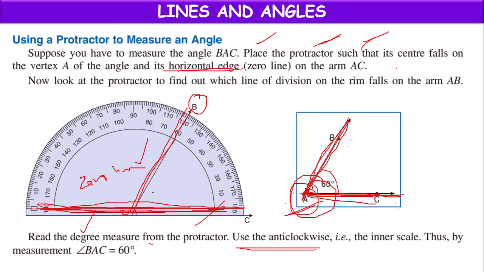This part we have to measure, because this AC line is coinciding with the zero line. So 0 is there. We have to start measuring the angle from 0. If you measure in the anti-clockwise direction, from the AC arm up to the AB arm, we will be having measurements 0 to 10, 10 to 20, 20 to 30, 40, 50, 60. So 60 degrees is the measurement of angle BAC. Like that, with the help of protractor, we can find the angles.